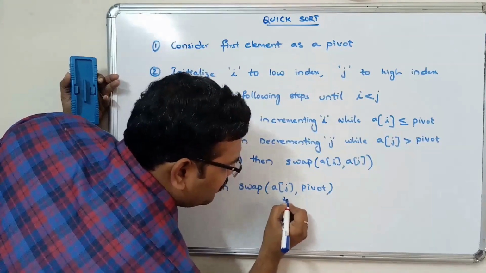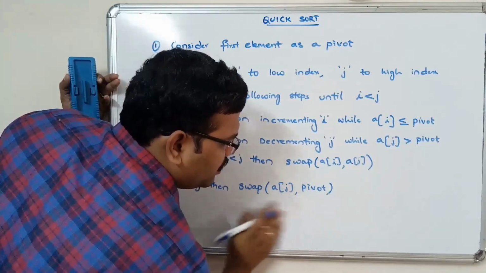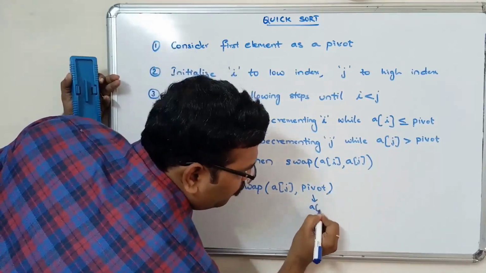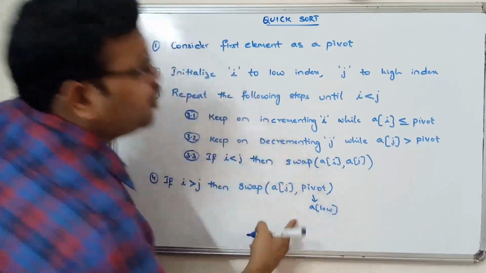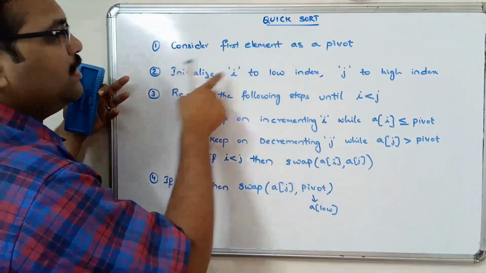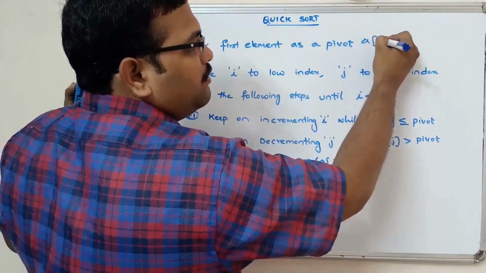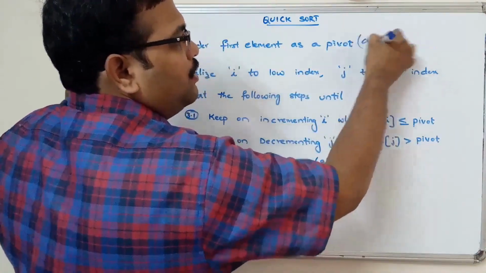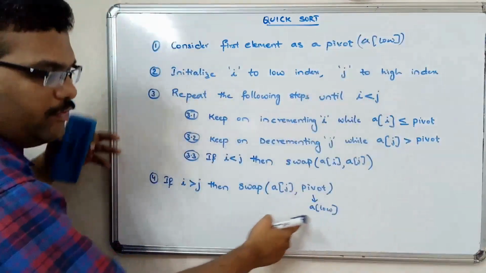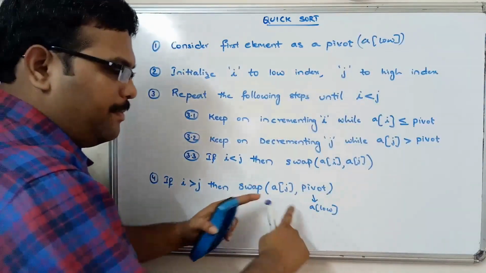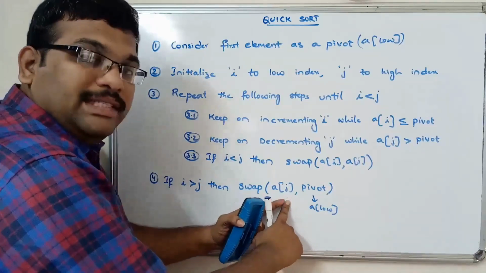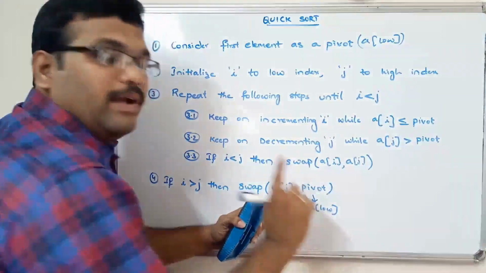So this is nothing but a of low, because here the pivot is the first element, right? Pivot is the first element. So we have to swap the jth element and the pivot value.